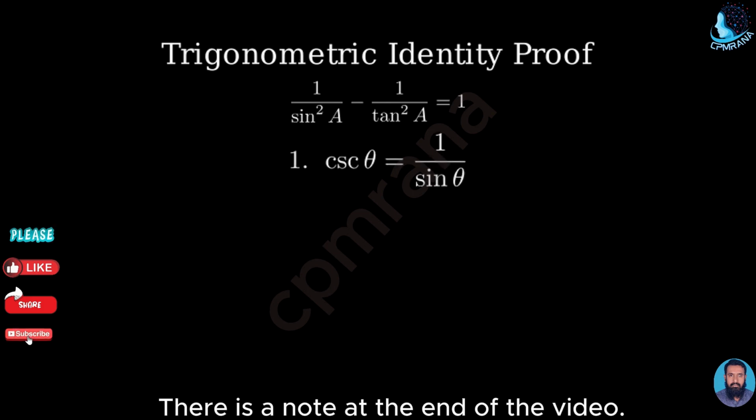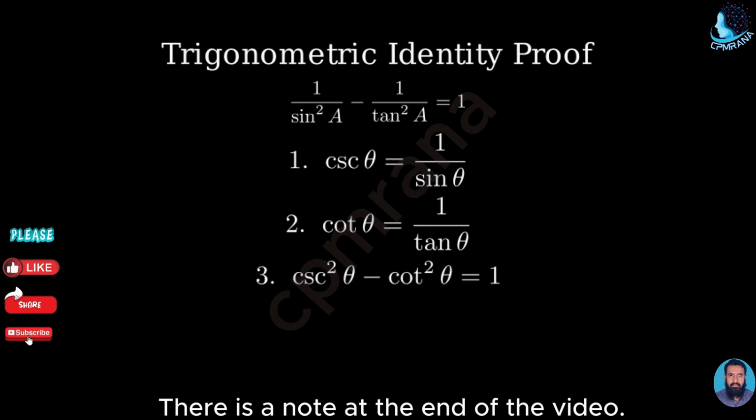First, cosecant theta equals 1 over sine theta. Second, cotangent theta equals 1 over tangent theta. And finally, cosecant squared minus cotangent squared equals 1.